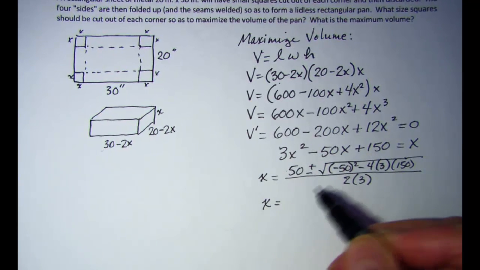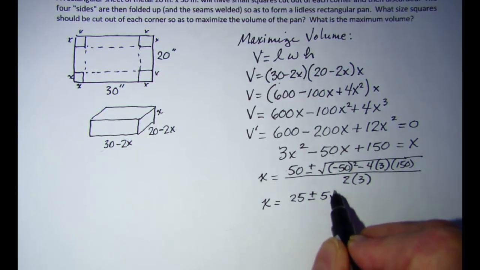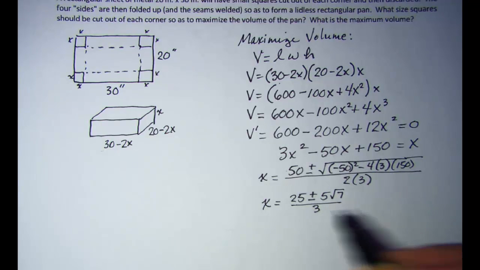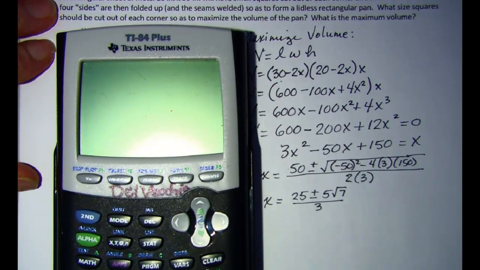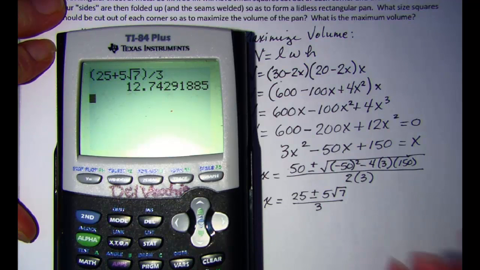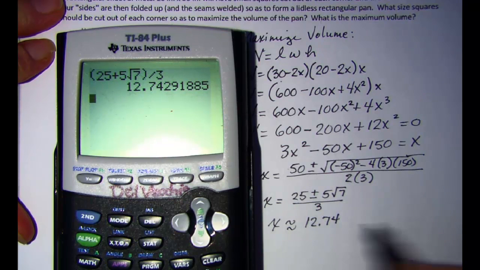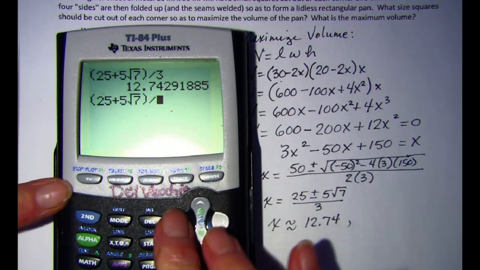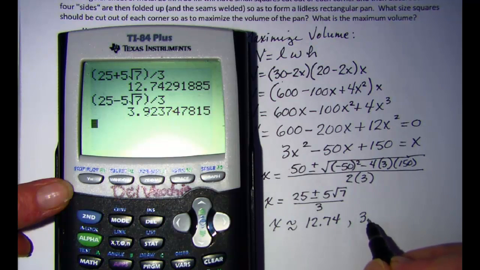When we simplify this, we end up with 25 plus or minus 5 root 7, over 3. 25 plus 5 root 7 divided by 3 gives us x approximately equal to 12.74, and then 25 minus 5 root 7 divided by 3 is 3.92.